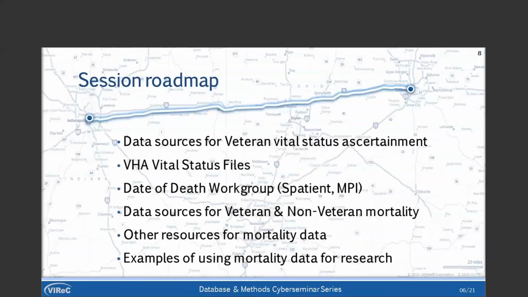Okay, so first of all, we're going to look at the various data sources that are used for veteran vital status ascertainment. Then we're going to look at the VHA vital status files specifically, the relatively new date of death work group, and the master person index, and as death information comes from there. Also, data sources for veteran and non-veteran mortality, other resources for mortality data, and then a couple examples of using mortality data for research.